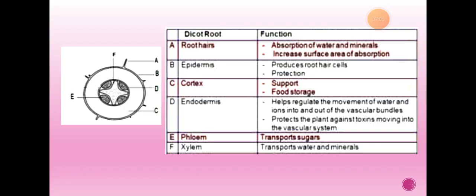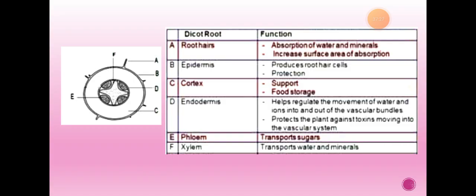Now, the phloem. The basic work of the phloem is to transport sugars. It transports sugars, it transports food. This is the basic function of the phloem, and it's blue. You can see the phloem is mentioned in the image, and it is represented by a blue color.